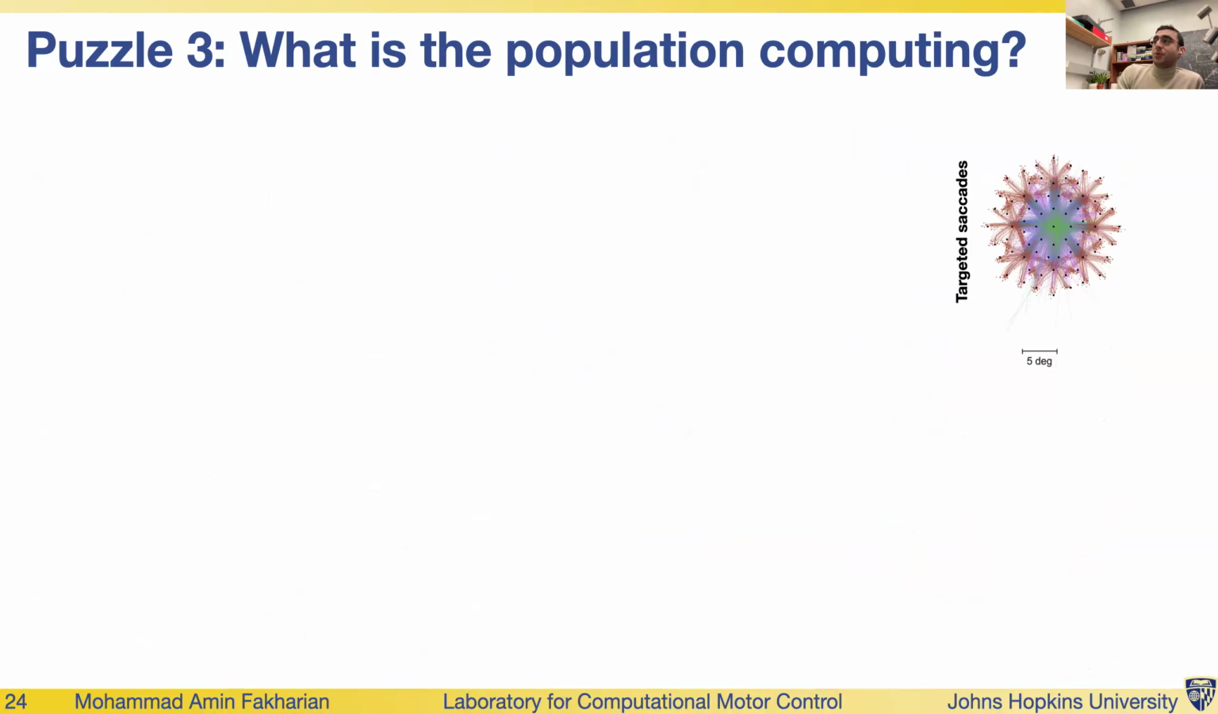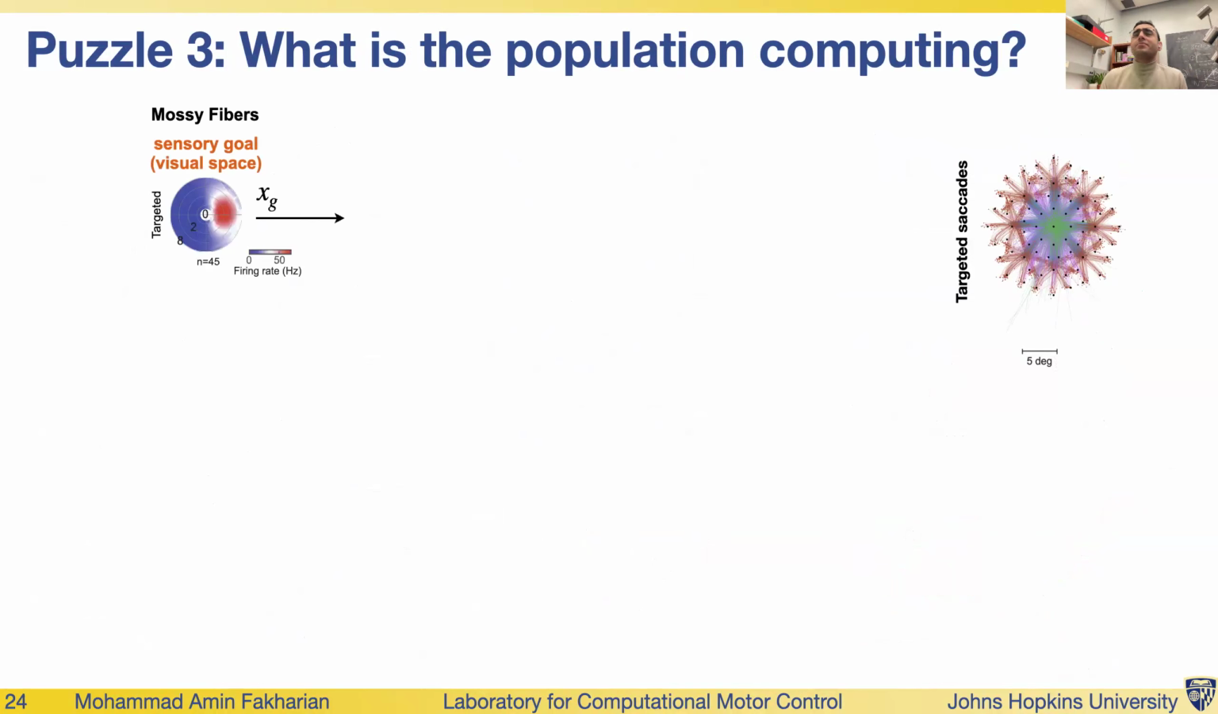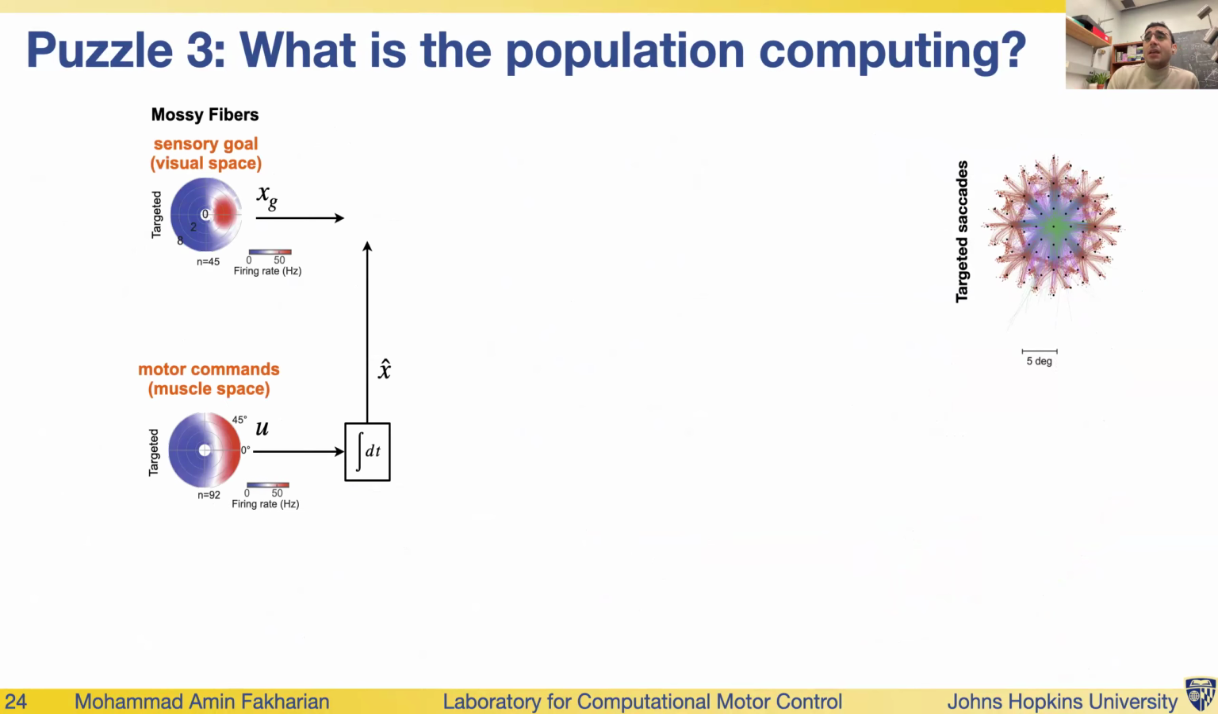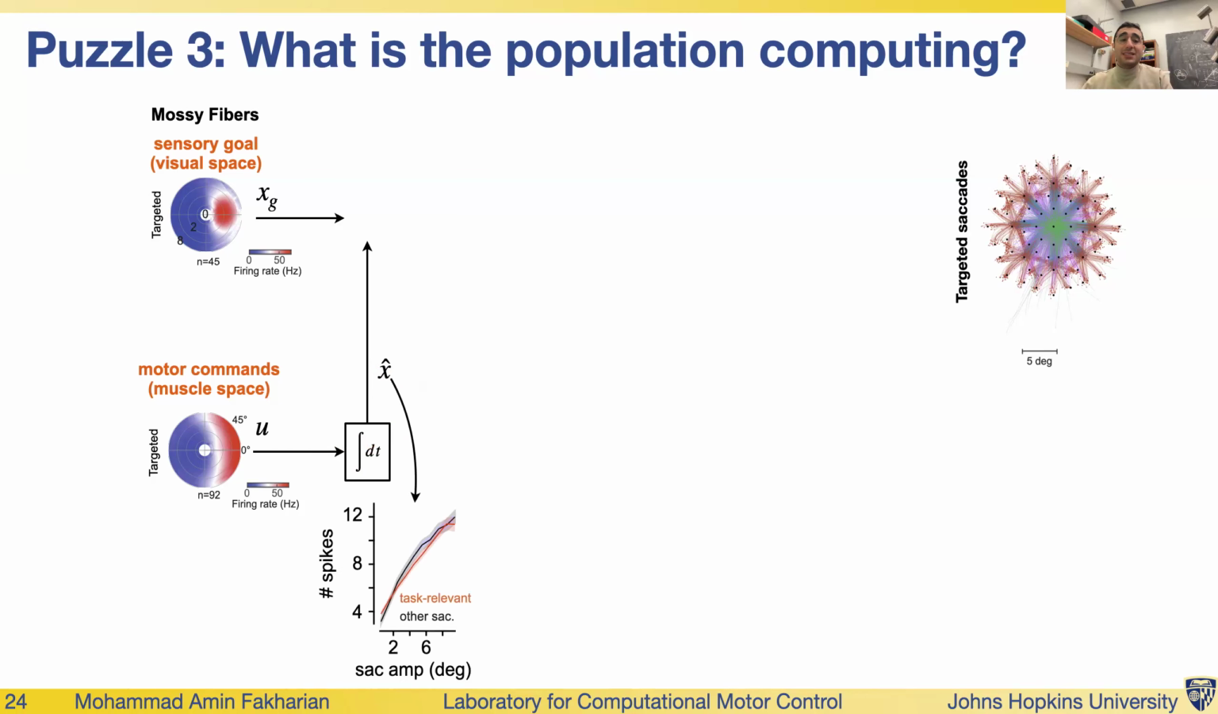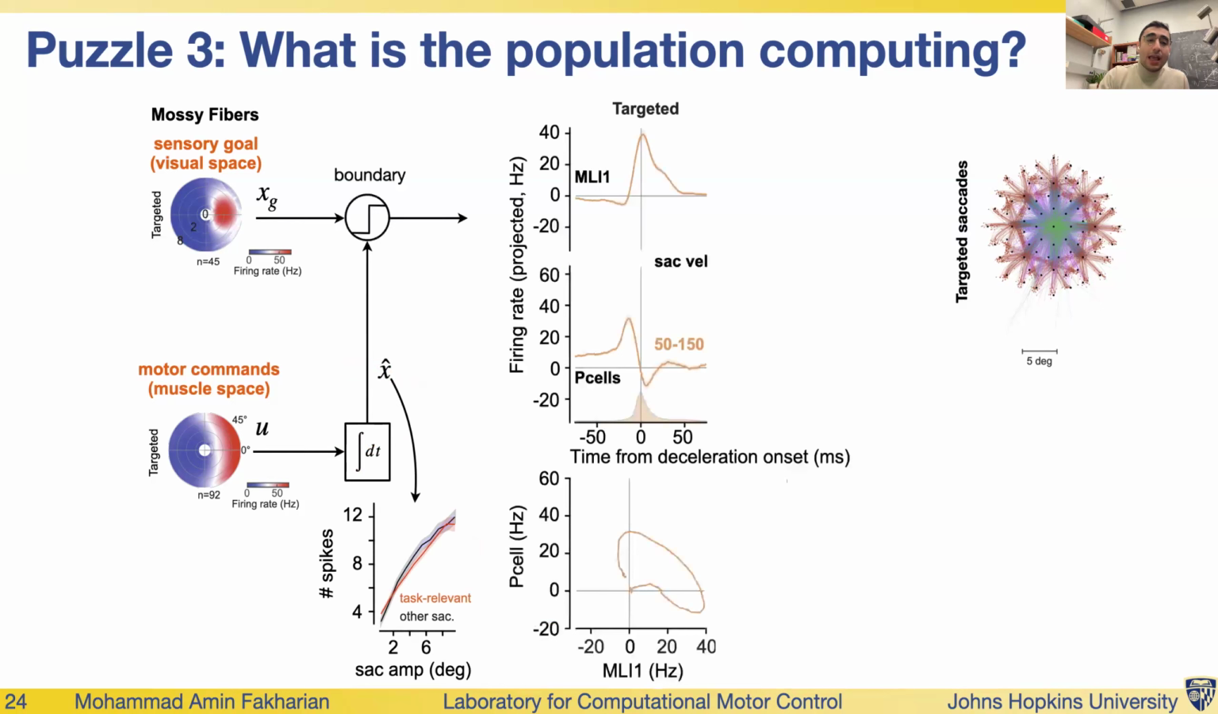What is the population computing? So let's start with the targeted saccades, and let's come up with a model. We have the sensory goal, visual space, through the goal Mossy fibers, XG, and we have the motor command, the muscle space, through the state Mossy fibers, U. And let's say that if we have an integrator, we would be able to have the displacement, as we discussed. And the simple boundary would be able to tell when the Purkinje cell needs to pause to stop the movement.